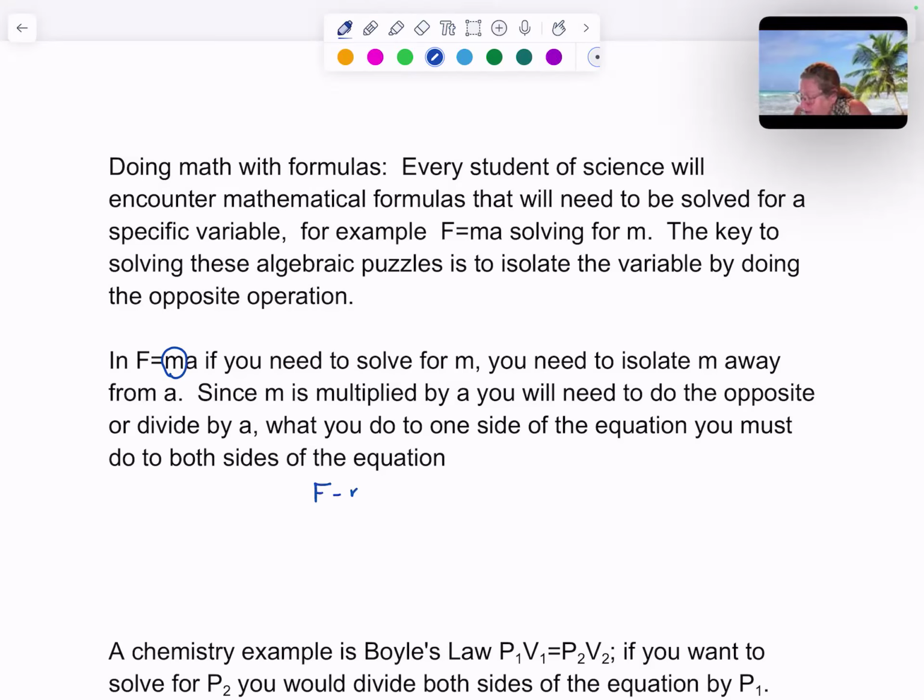Work it out down here. So I've got to undo a multiplication. To undo a multiplication, you divide. And what you do to one side, you do to both sides. Now, in the fraction a over a, the a's, or acceleration in this case, would cancel each other out. So we'd have F over a equals m. And then you could put in your values for force, your values for acceleration, and solve for the mass.